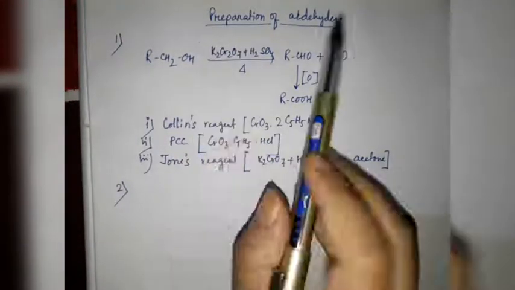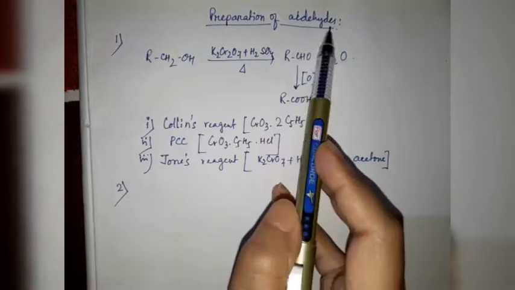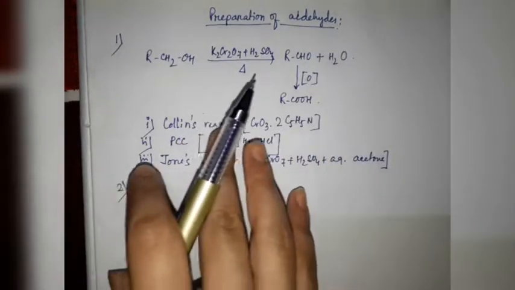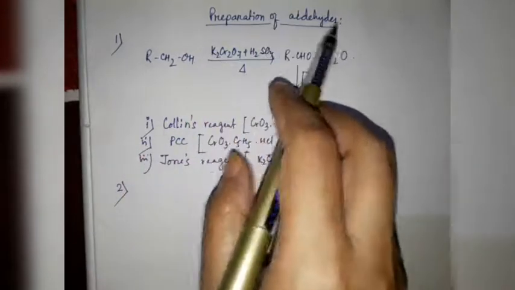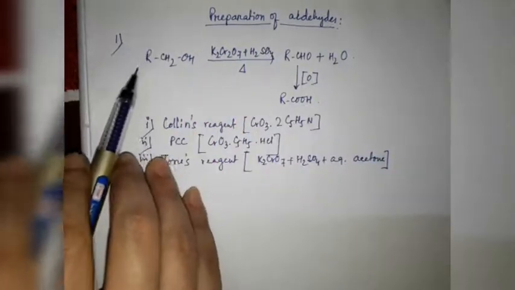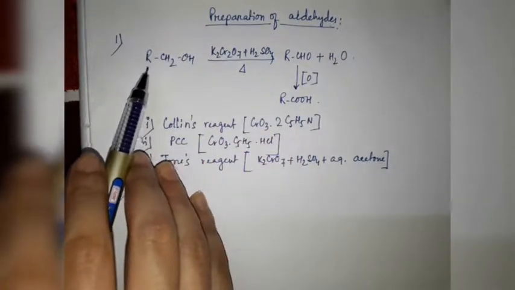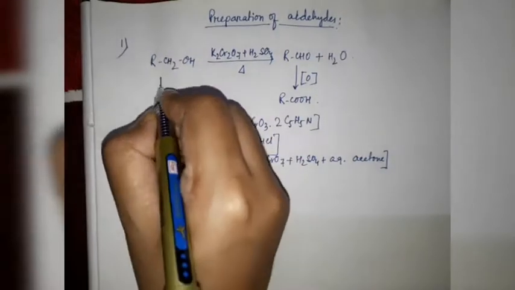So today's topic of discussion is preparation of aldehydes. Today we will discuss some useful methods by which we can produce aldehydes. At first you can see I have already written a reaction over here. This is the oxidation method of primary alcohols.